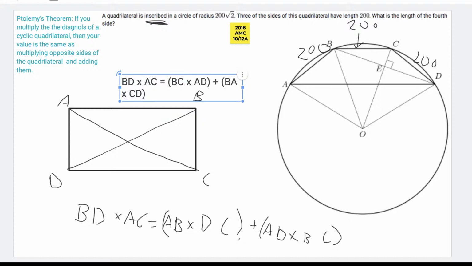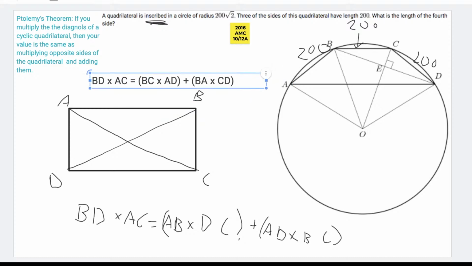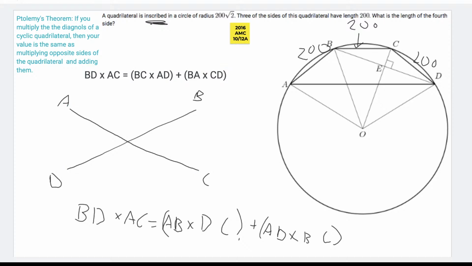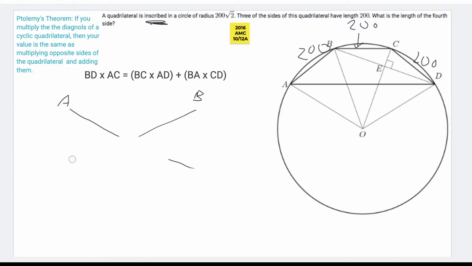The diagonals will equal the opposite sides multiplied to each other and then added, and this will always be true. So for this problem, now let's try to use this theorem to actually solve the problem. I'll make some space here. Okay, so we don't know BD yet or AC yet. So let's just leave it blank for now. But we do know 3 of the sides. BA and CD are just 200, which means 200 times 200 is 40,000. And then we want AD, we don't know AD. I'll just say it's X for now. That means 200x plus 40,000.